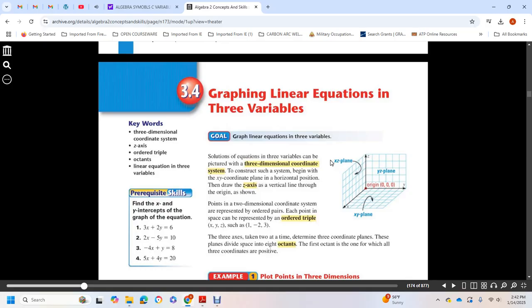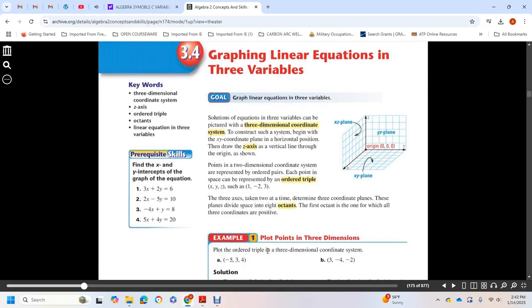Points in a two-dimensional coordinate system are represented as ordered pairs. Each point in space can be represented as an ordered triple (x, y, z), such as (1, negative 2, 3). The three axes, taken two at a time, determine the three coordinate planes. The space is divided into 8 octants. The first octant is the one in which all three coordinates are positive.